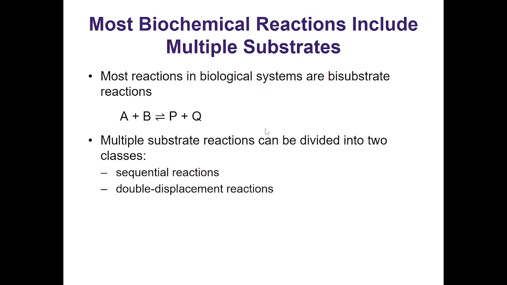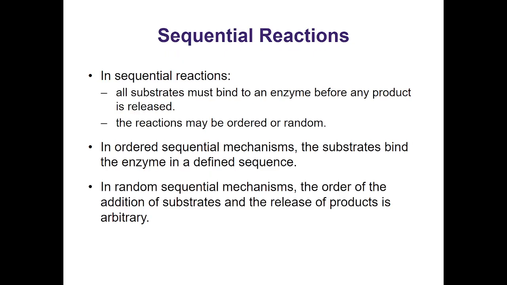So most reactions in biological systems are going to be bi-substrate reactions, meaning two substrates have to bind and react, right? Okay. So multiple substrate reactions can be divided into two classes. These are going to be sequential reactions. What do you think sequential means? Yeah, one after the other, got it. And then double displacement reactions. We have to double displace.